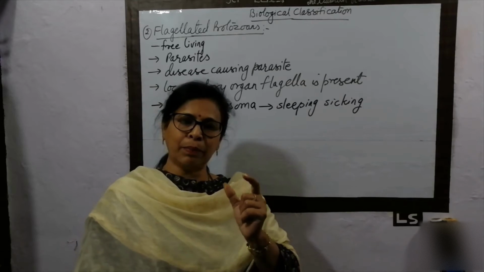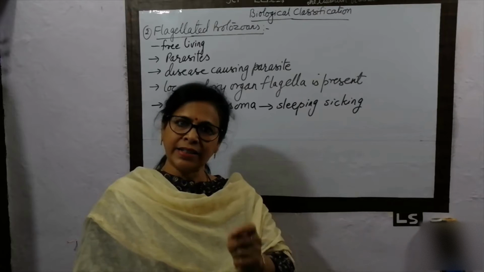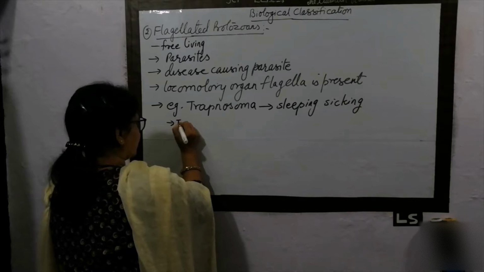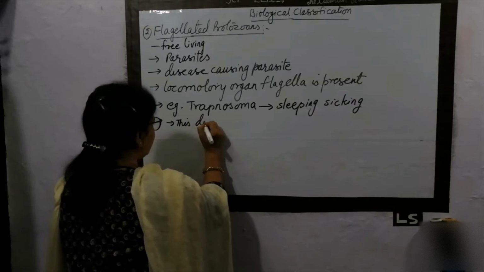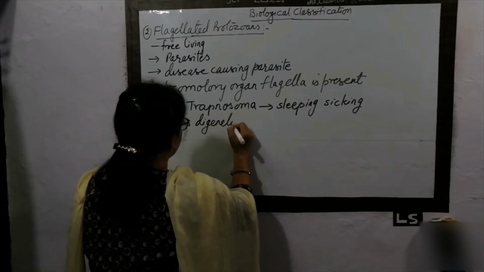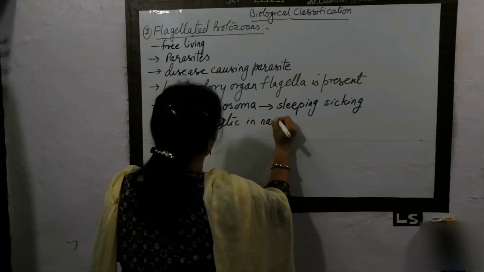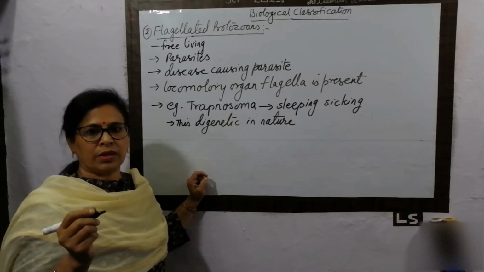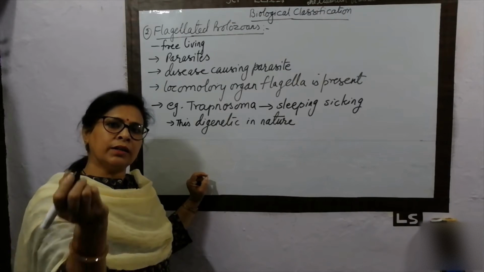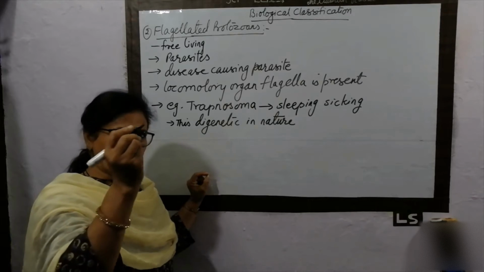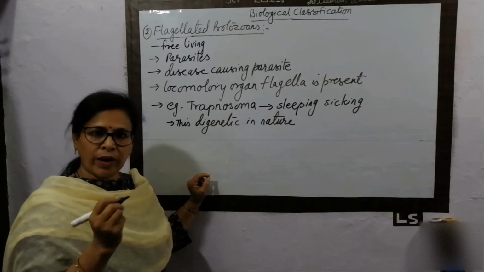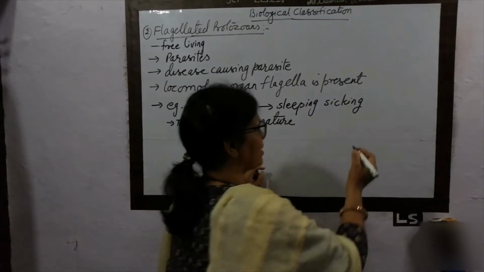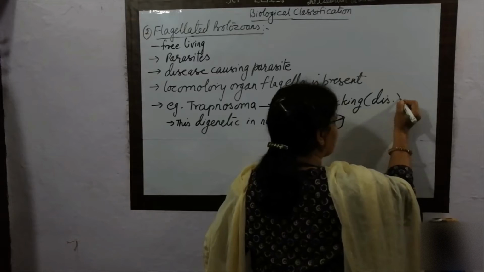This particular protozoan is digenetic in nature. What is the meaning of digenetic? It means they need two hosts to complete their life cycle. One host must be the human, because they give the disease sleeping sickness in humans.